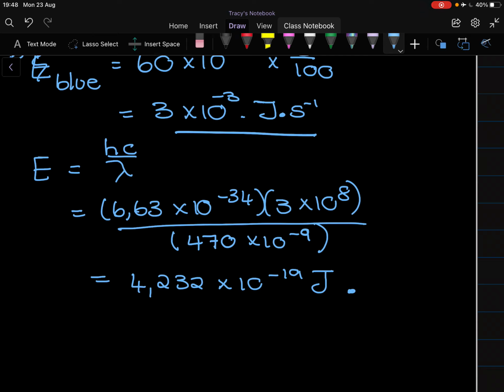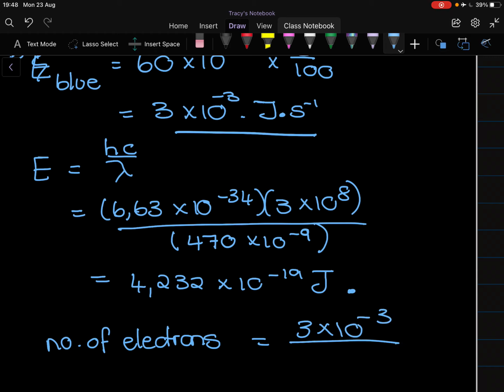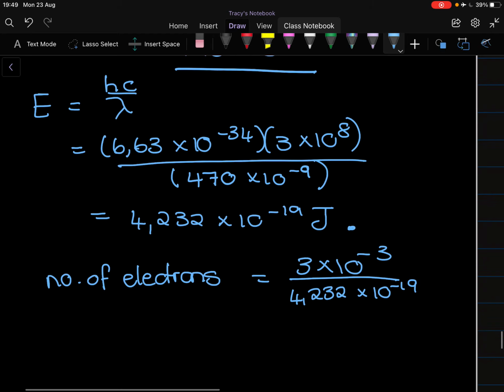Okay? So the number of electrons is going to be the total amount of energy per second that hits my metal divided by the energy of one photon. Okay? That's going to give me 7.09 times 10 to the 15.